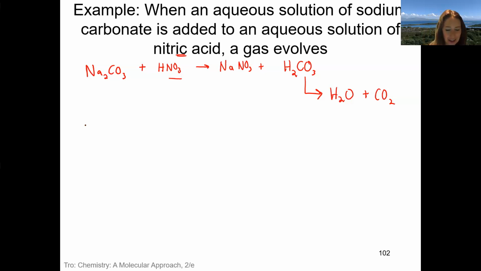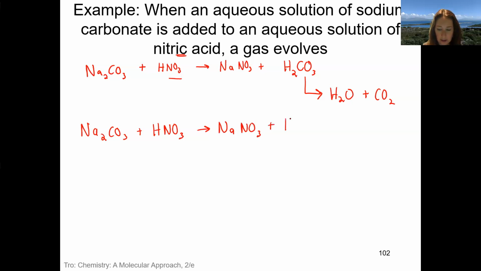Okay, so our whole reaction is going to be Na2CO3 plus HNO3 goes to NaNO3 plus water and CO2. And then we need to balance it and check our states. So we balance it, 2 Na's, 2 NO3's, check our H's, 2 NO3's, 2 H's, we can just put a 2 here. And again, however you want to balance is fine. You'll get plenty of practice with that in your Chem 101.